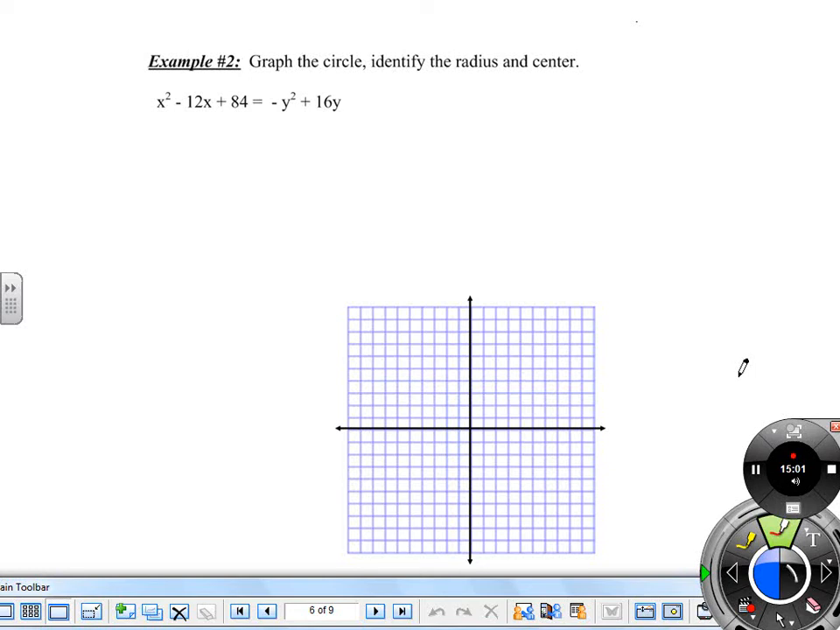Okay? So then my question to you is, how am I going to get this on the graph? How am I going to find that information? Julia? Okay, so she's saying to factor it. Does that make sense to people?